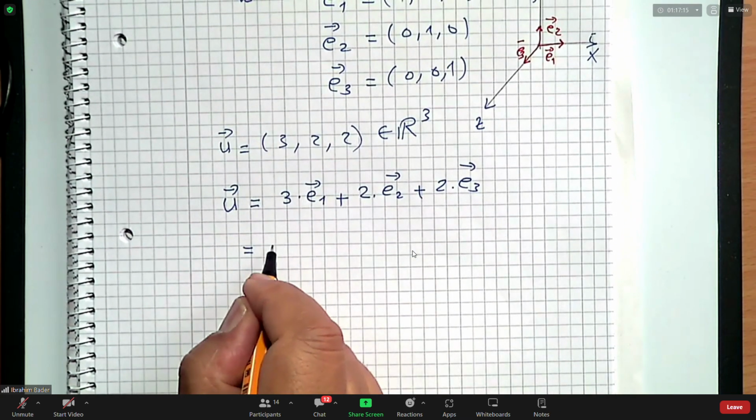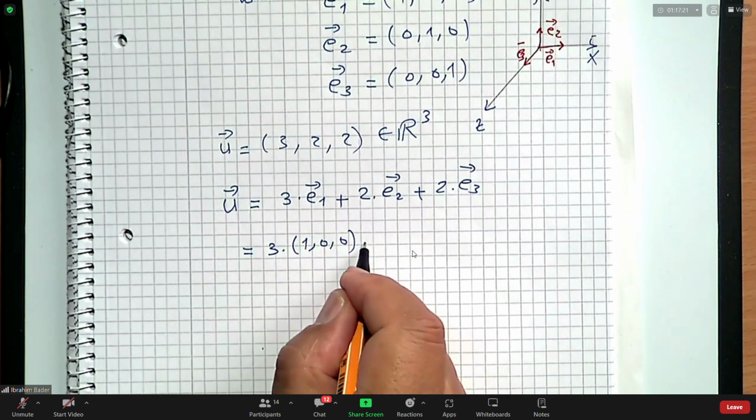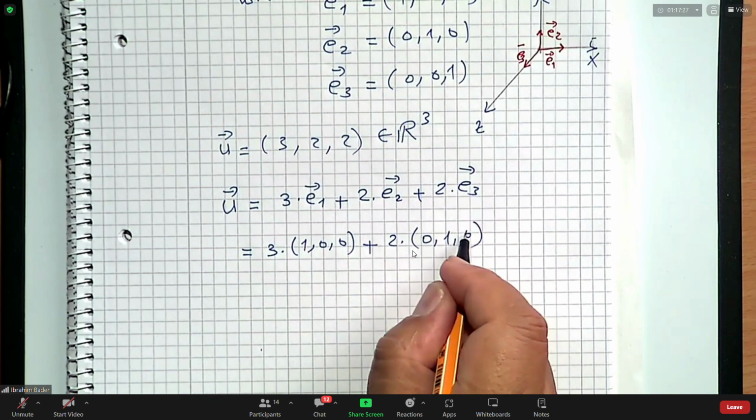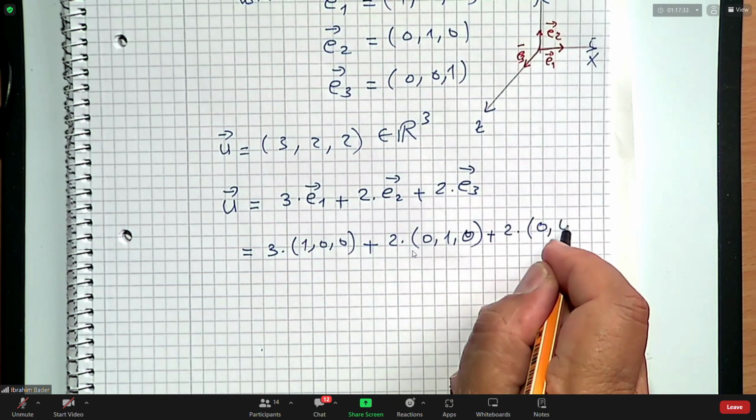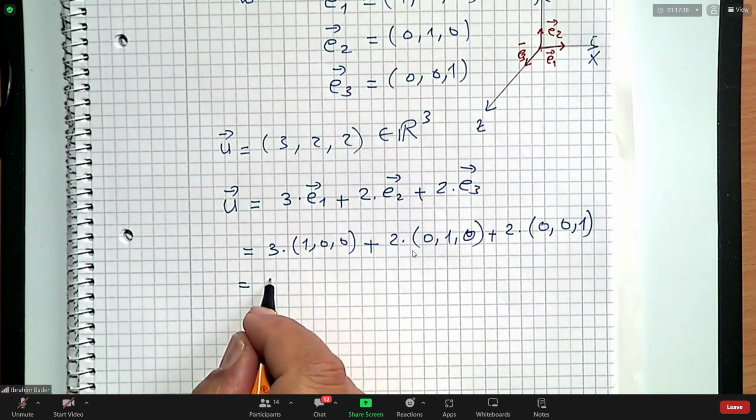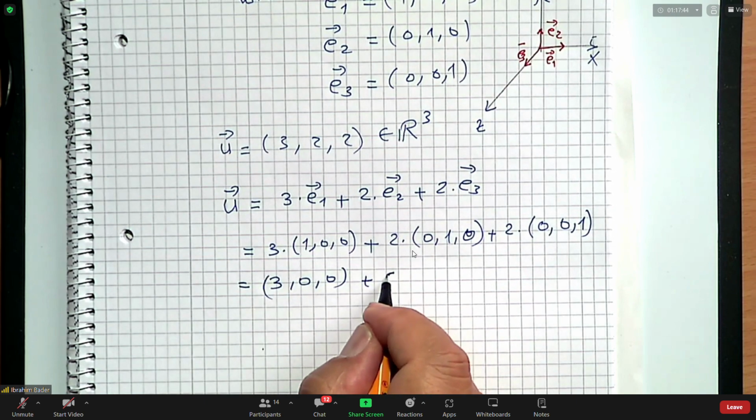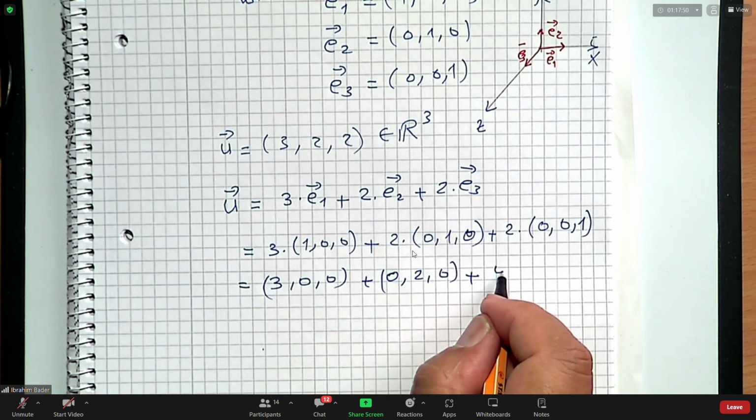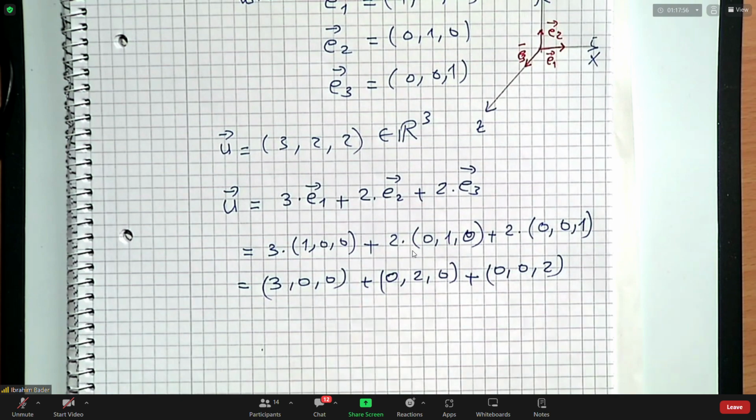So 3 times E1 is 1, 0, 0, plus 2 times E2, which is 0, 1, 0, plus 2 times E3, which is 0, 0, 1, right? So if we expand this, we will have 3, 0, 0, plus 0, 2, 0, plus 0, 0, 2. Okay, because when I expand this, I just multiply it with all components.